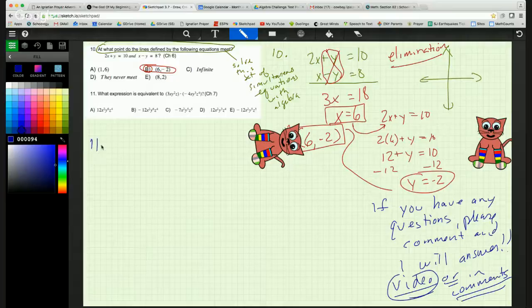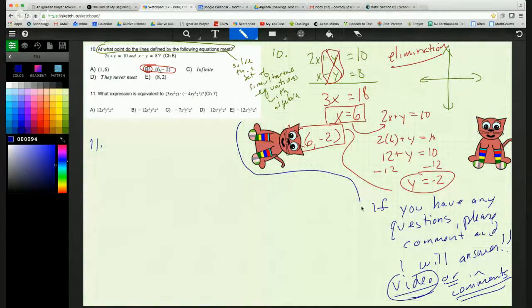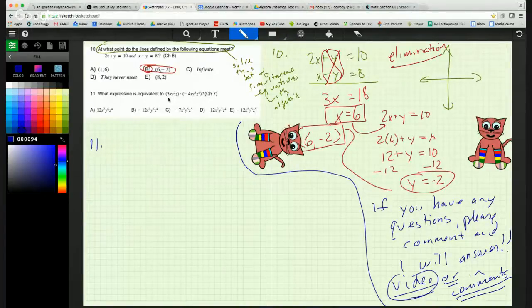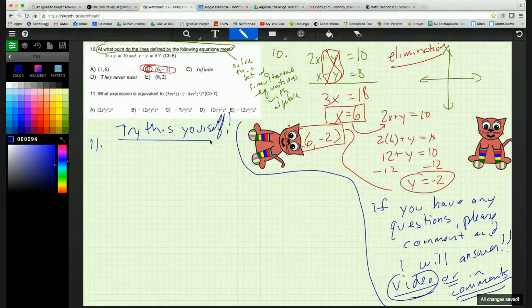Number 11. Now we're moving out of the linear algebra mode, and we're moving into exponents and terms, multiplication of monomials, and let's just see what we get here. Try this on your own. Try this yourself. 3x y squared z times -4 x y cubed z to the 4th.